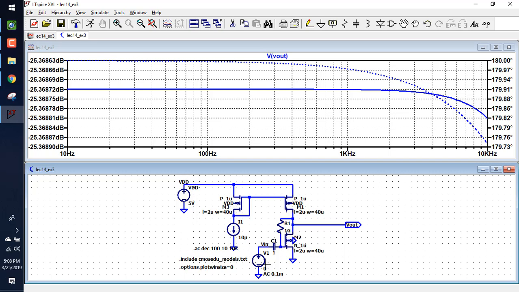Okay, any questions on this example? Yes? So there's no current going through the 1 gig resistor? Let's find out.